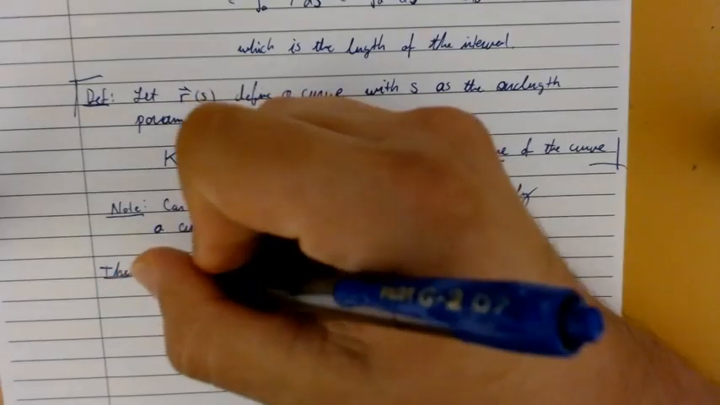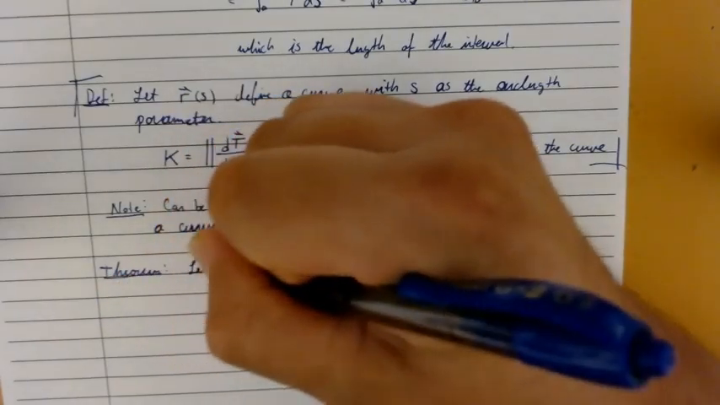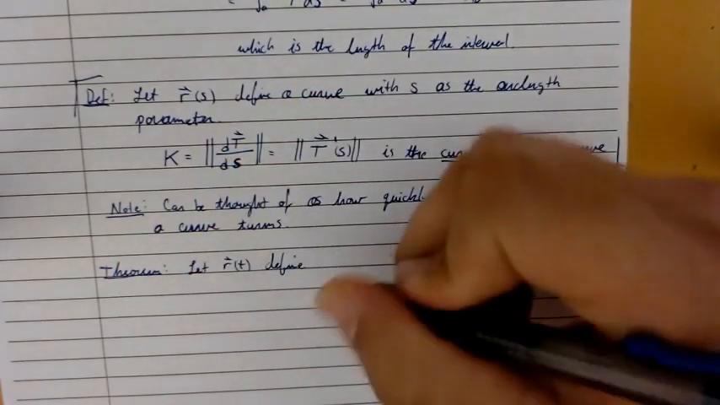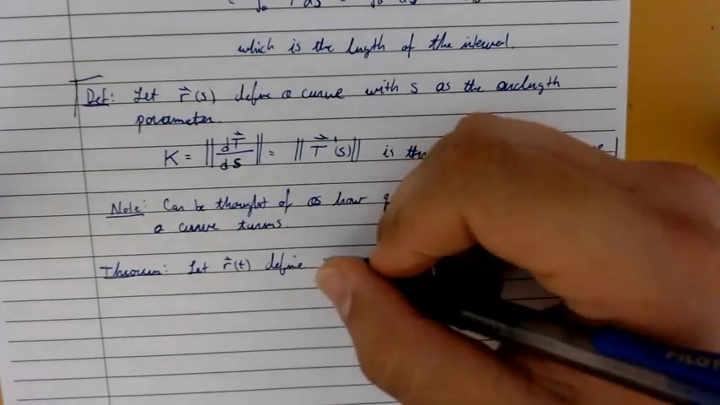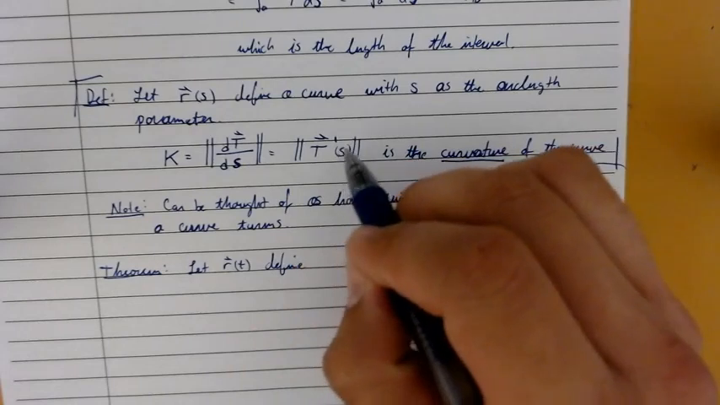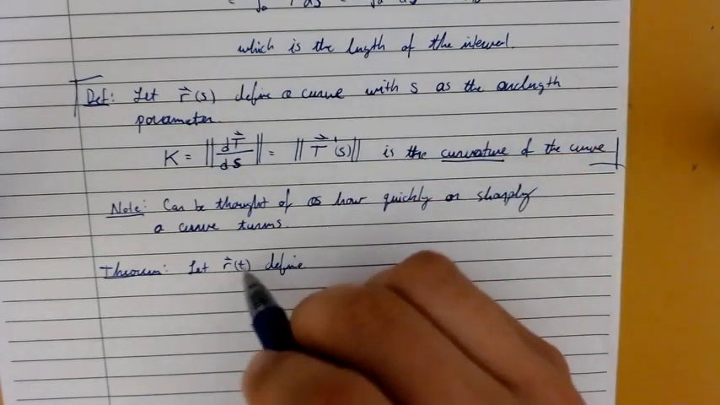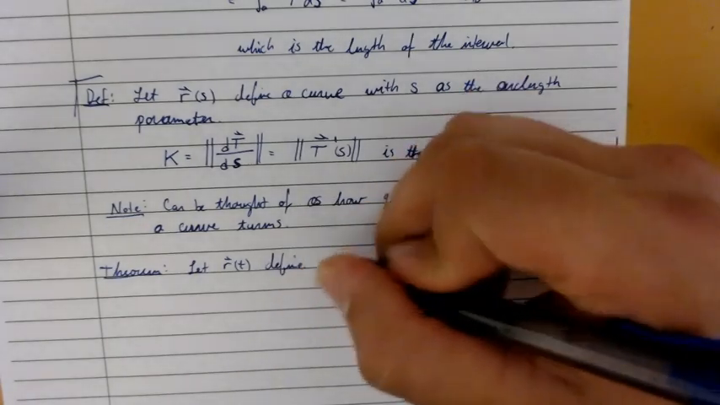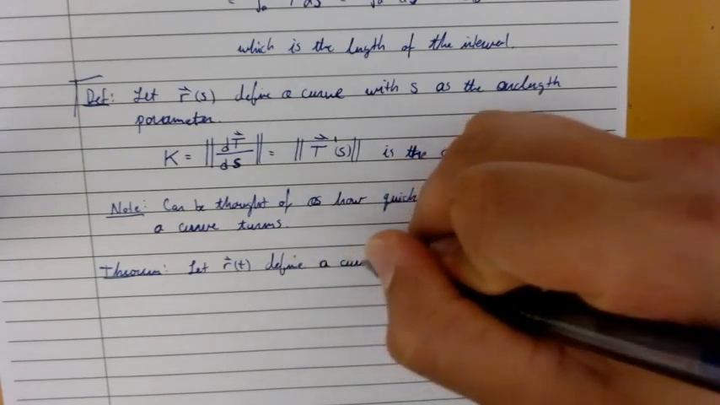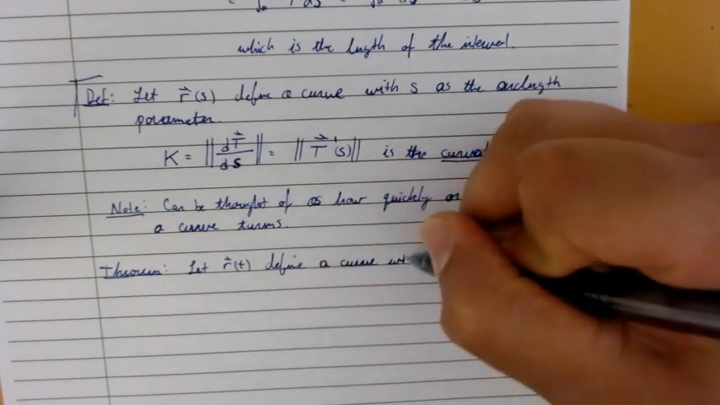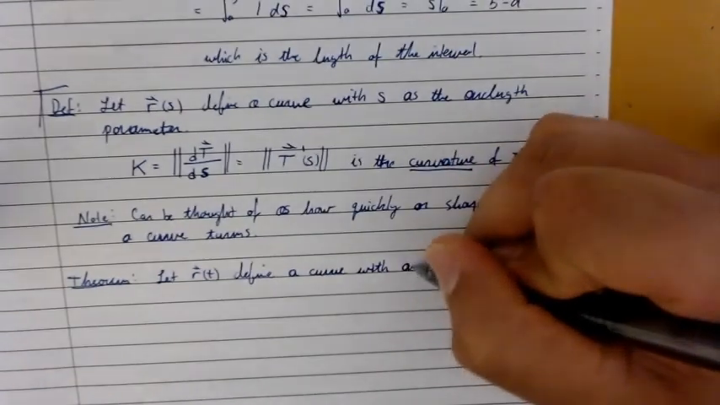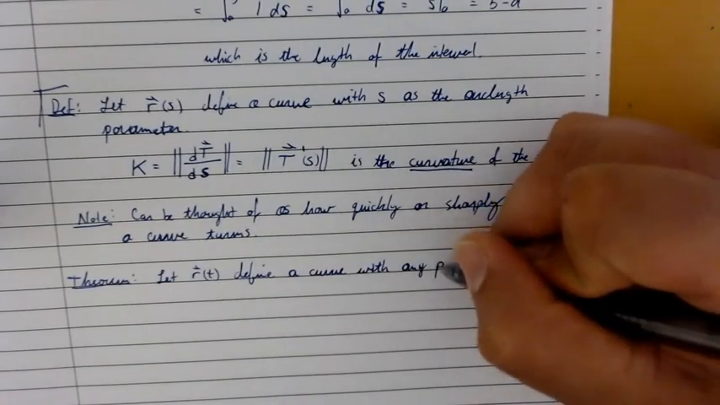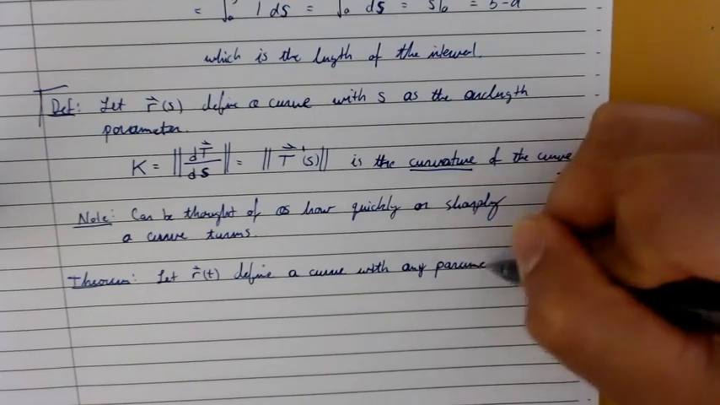All right, so theorem, let's talk about curvature. Let R of T define a curve by any parameter. It doesn't have to be the arc length parameter. It can be the typical time parameter or an angle parameter, or if you want, it could be this one. Let R of T define a curve with any parameter T. If you want it to be the arc length, it can, or any other is fine. Any parameter T.